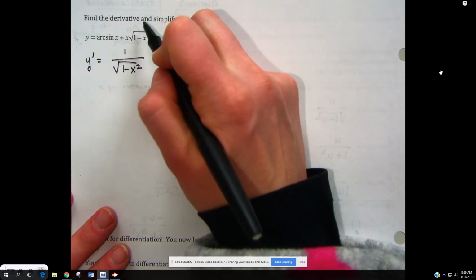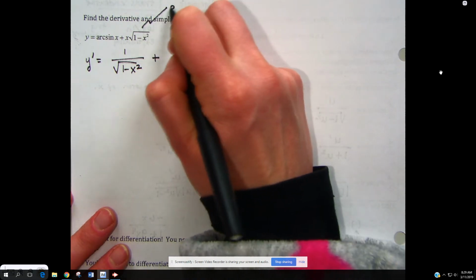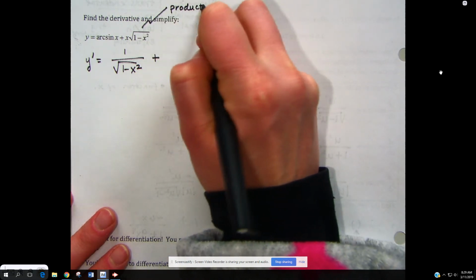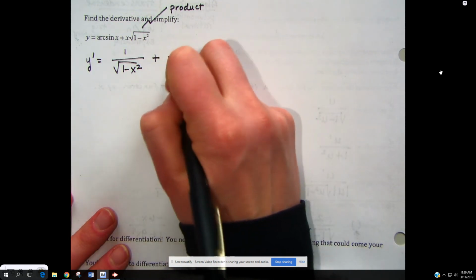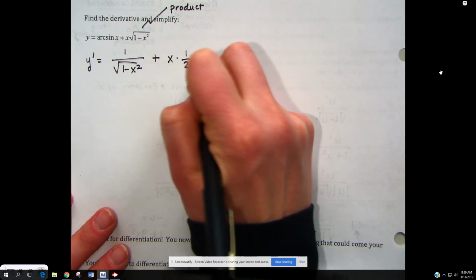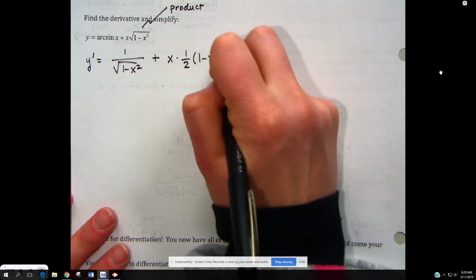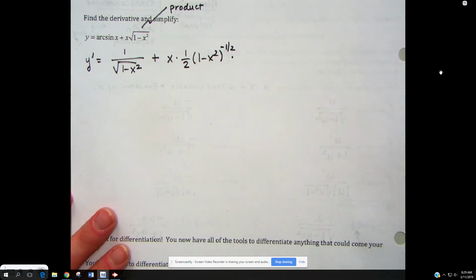I do want to notice that this is a product. If you're ever in doubt, imagine saying it out loud, right? How would you tell someone what this function is? You would say that it's x times the square root of 1 minus x squared. So I would have the first term times the derivative of the second.